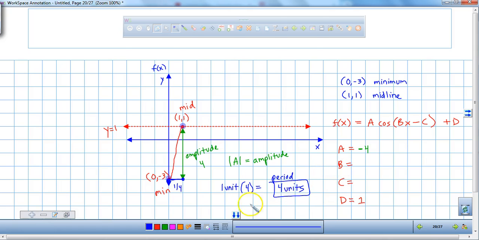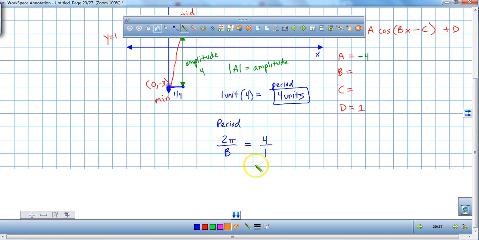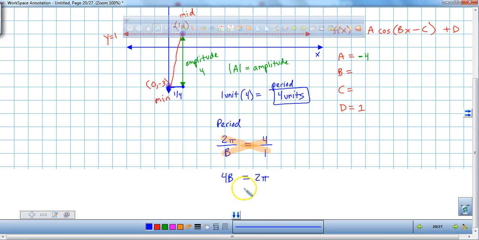Now that's going to help us find our b value. The period is not your b value, but the period will help find the b value. So once again, the period will always equal 2 pi divided by b. So we're going to set that equal to the number 4 over 1 because we found our period to be 4 units long. And then we cross multiply. We get 4 times b, which is 4b. 2 pi times 1 is 2 pi. And then we divide both sides by 4.